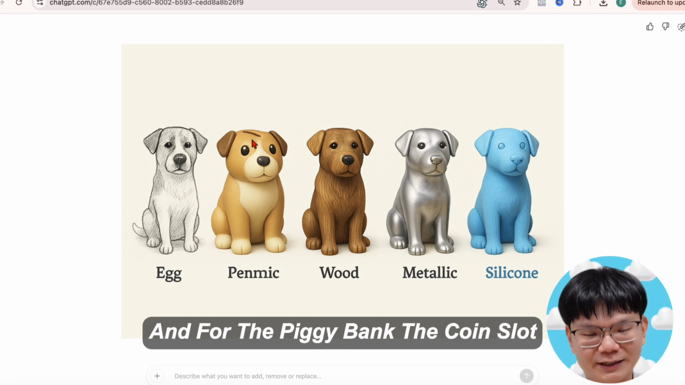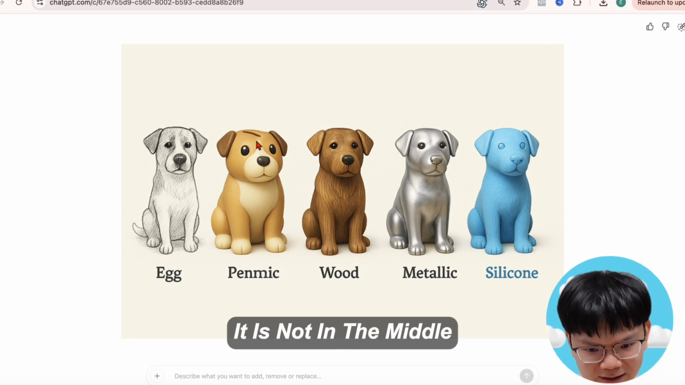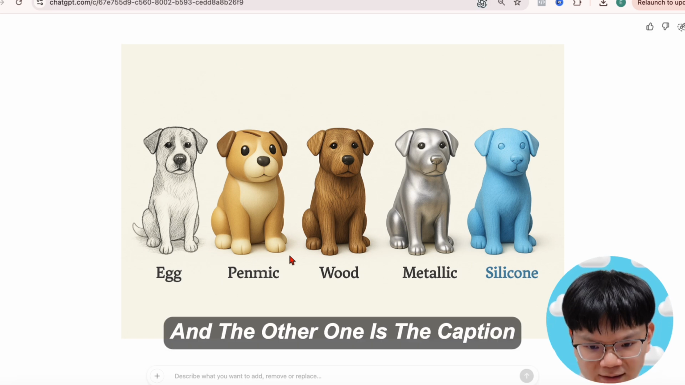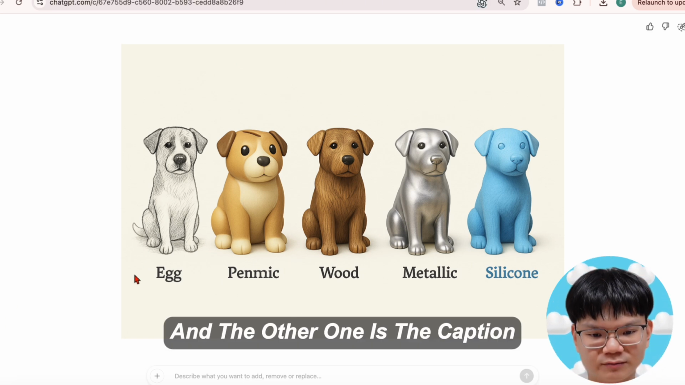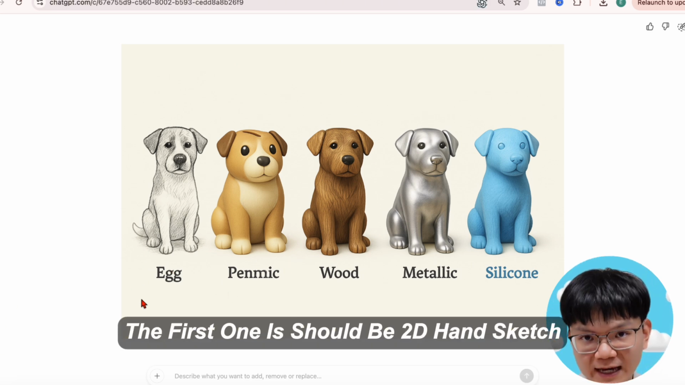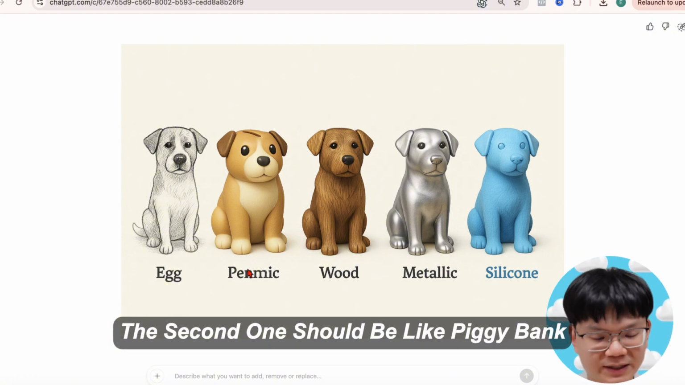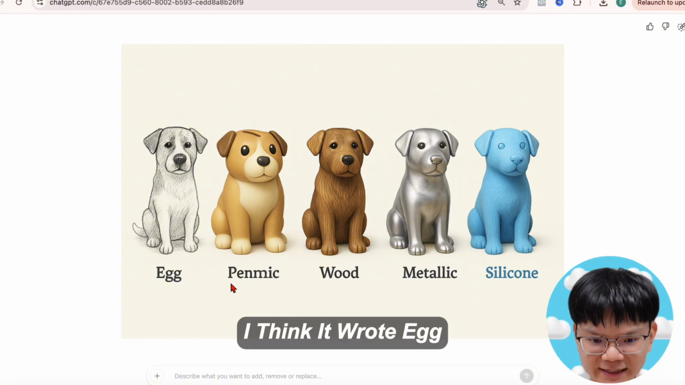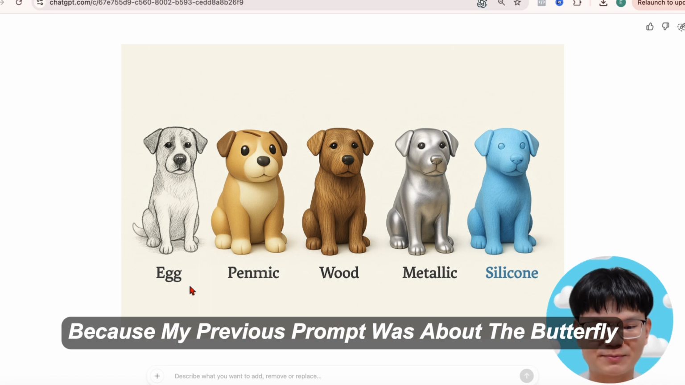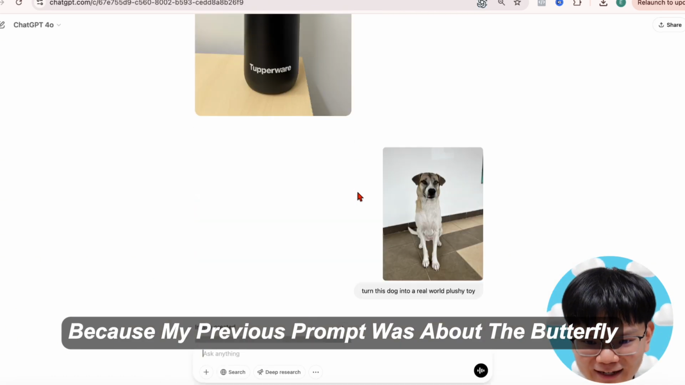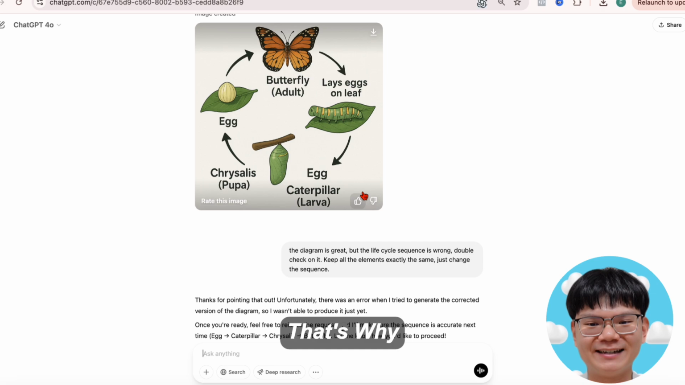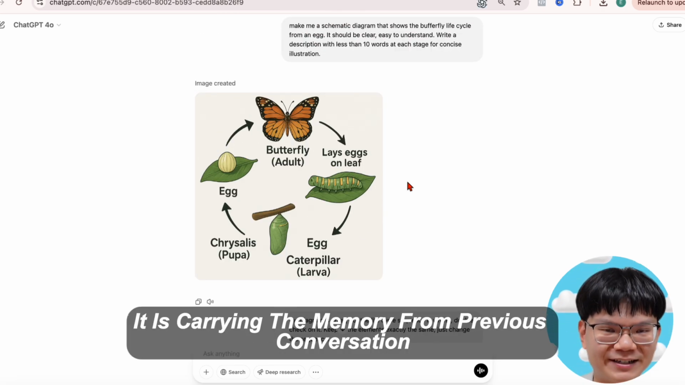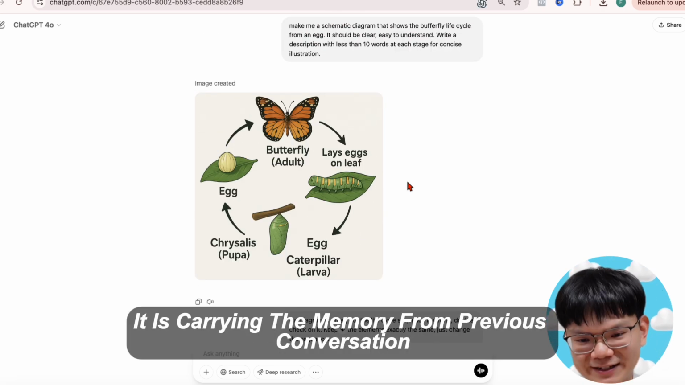This is fantastic. Just that for that second dog, I don't know why it is a different dog. And for the piggy bank, the coin slot is not in the middle. And the other issue is the caption. The first one should be 2D hand sketch. The second one should be piggy bank. I think it wrote egg because my previous prompt was about the butterfly and the egg. So that's why it is carrying the memory from the previous conversation.